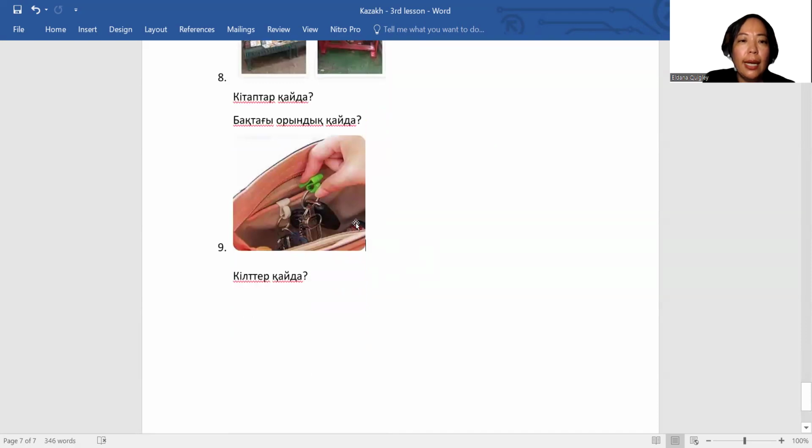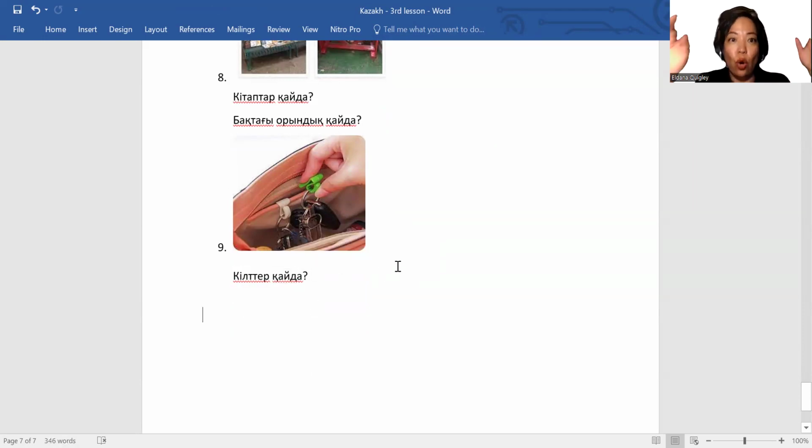All right. And the last one, but not the least. Кілттер қайда? Where are the keys? So we have singular form, one key, кілт. Тер makes it plural. Keys. Where are the keys? And so one thing that you may have noticed is that I don't have the verb when I'm asking the question, where are the keys?